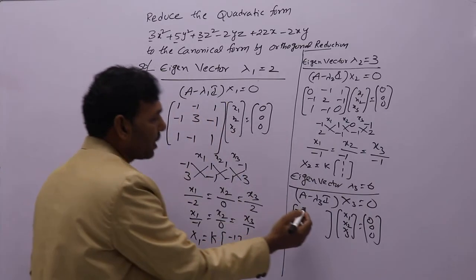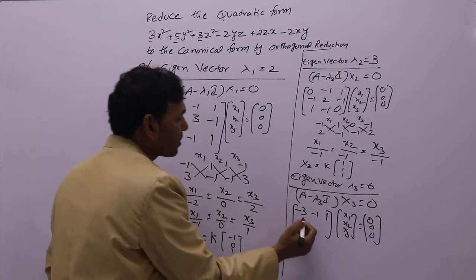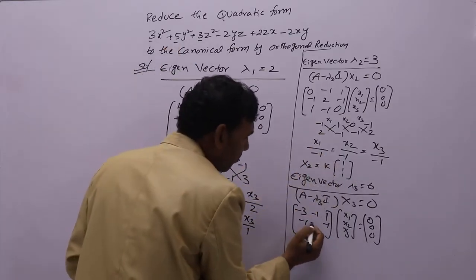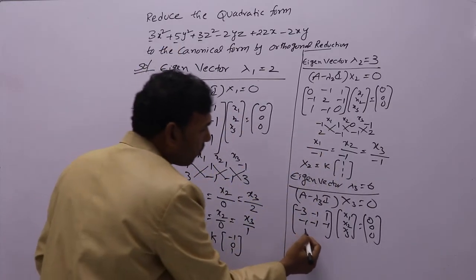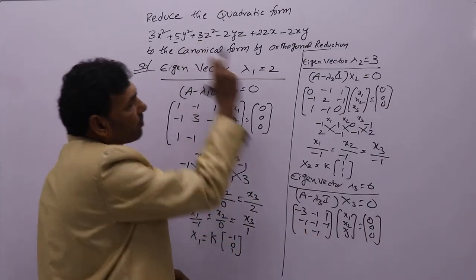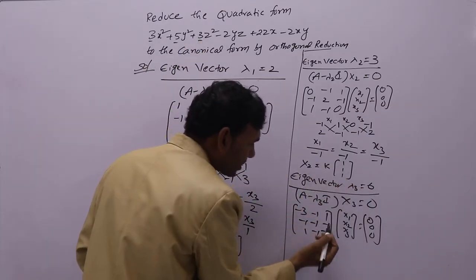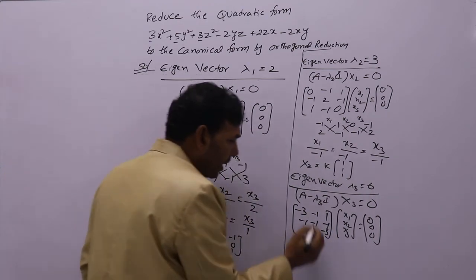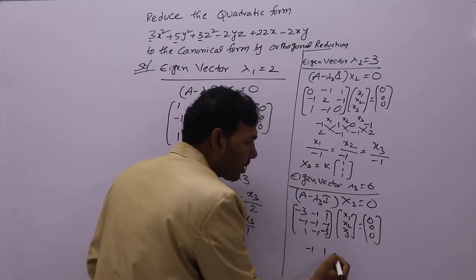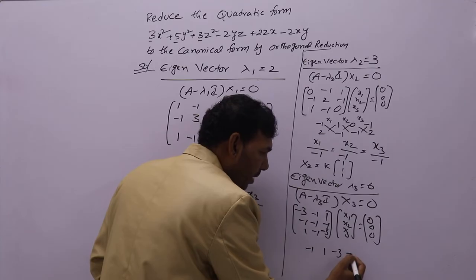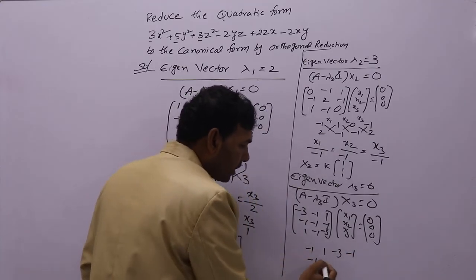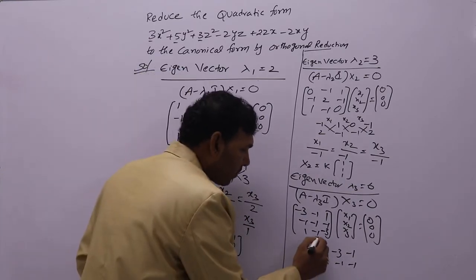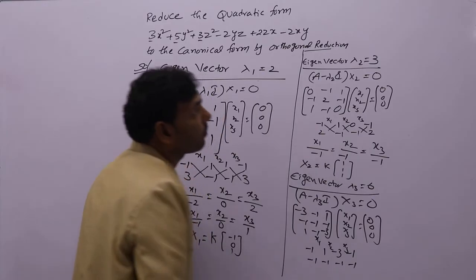Next two elements will be the same. Minus 1, 1. Minus 1, minus 1. Here you will have 5 minus 6, minus 1. Last row, 1 minus 1. Last element will be 3 minus 6, minus 3. So, as usual, from second element to second element, you need to write minus 1, 1, minus 3, minus 1. Here all minus 1s. So, x1, x2, x3.